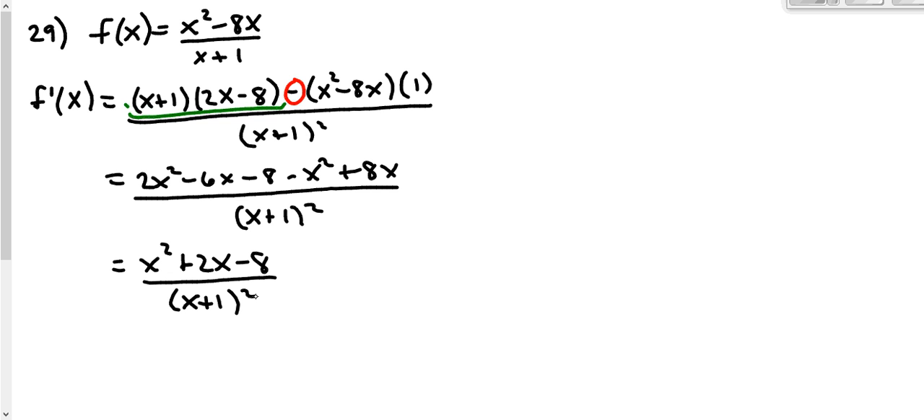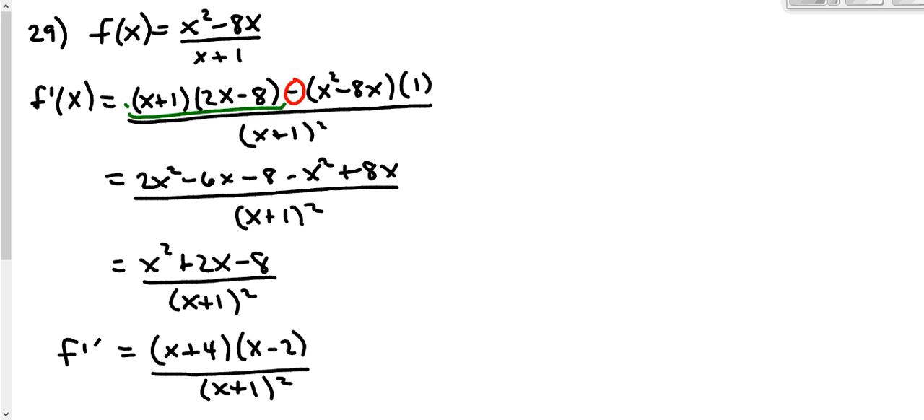And we can actually factor the numerator into x plus 4 times x minus 2. And then we have that over x plus 1 quantity squared. So there's our first derivative simplified. To find the critical points, we want to see what makes this equal to 0, so set the top equal to 0. And we want to see what makes it undefined, so set the bottom equal to 0.